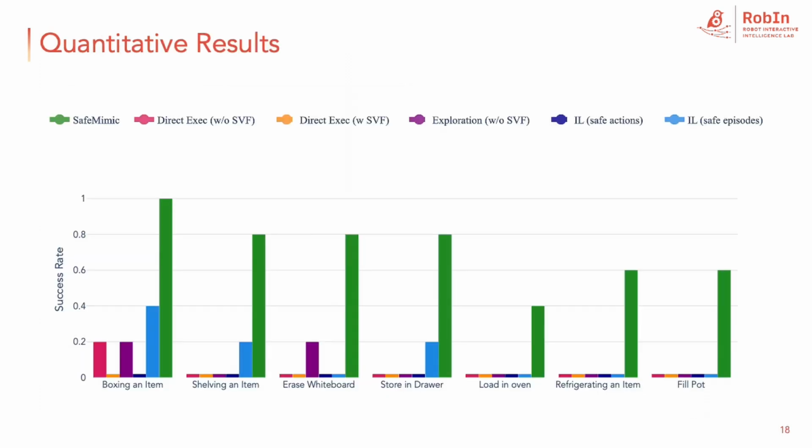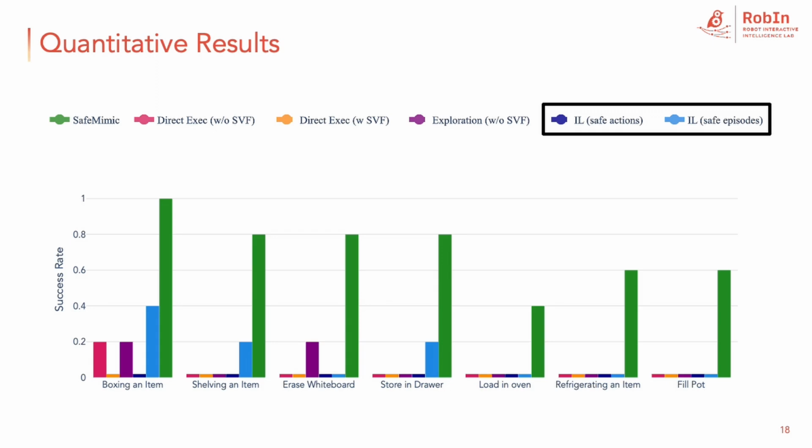Here's how SafeMimic compares to baselines. The x-axis shows the 7 tasks, and the y-axis shows the success rate over 5 trials. Directly executing the extracted human motion achieves only 20% success rate in 2 tasks and 0 in others, highlighting the need for exploration. Exploration without safety also fails often, highlighting the role of our queue functions. Imitation learning performs worse, suggesting that our noisy sim data is enough for SafeMimic but not for imitation learning, which needs more and cleaner data.